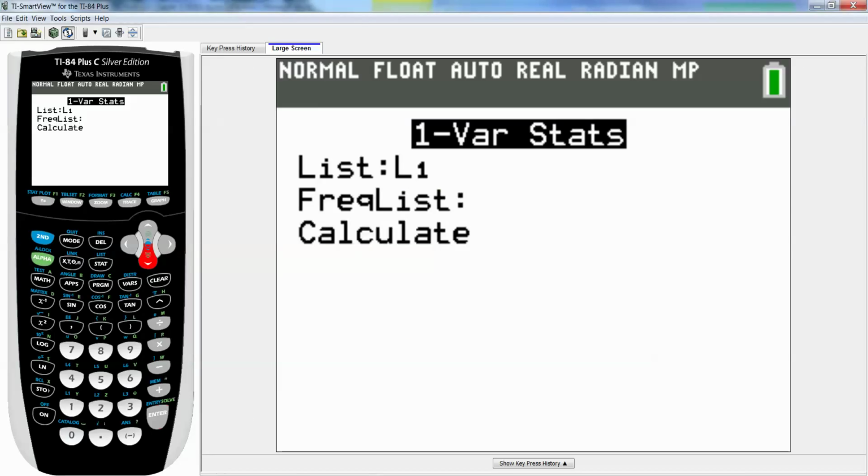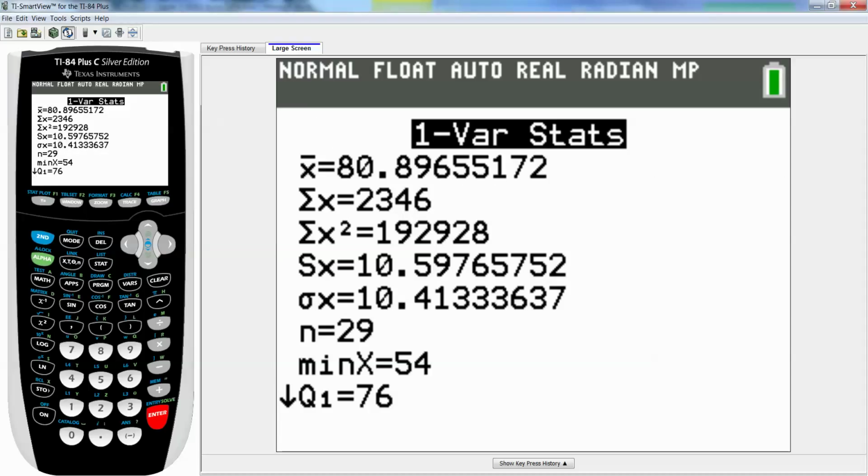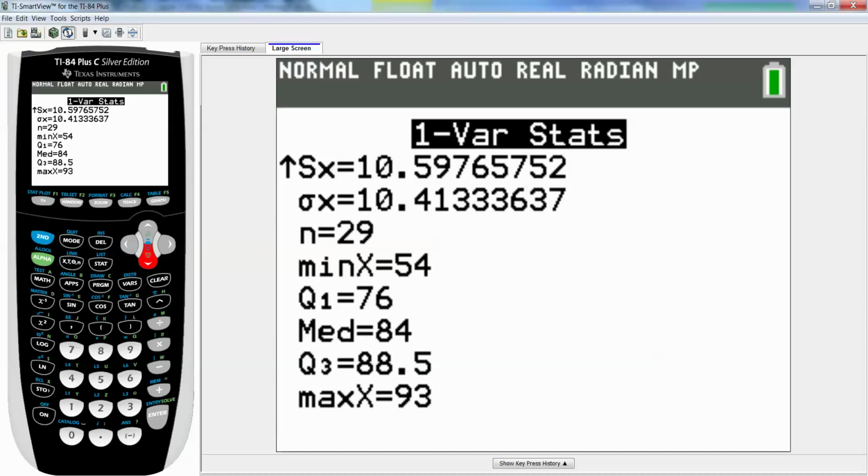And then I go down to Calculate and press Enter. And there it is. 80.896 is the mean. And if you push down with your down arrow, you can see there's the min, there's the Q1, the median, Q3, and the max. They're all right there. These 5 numbers create the 5-number summary.